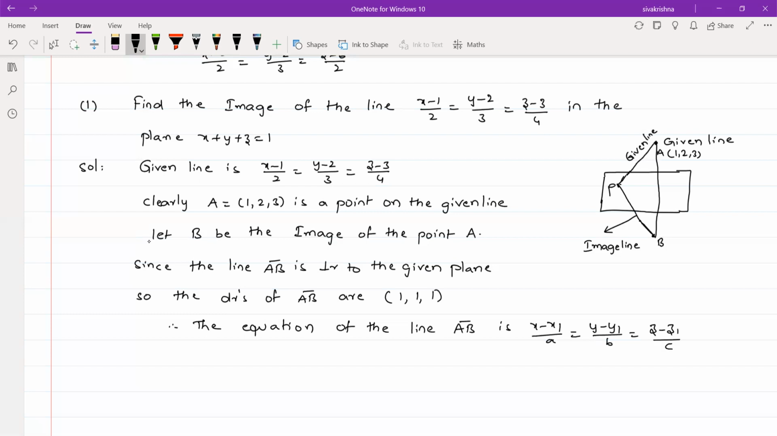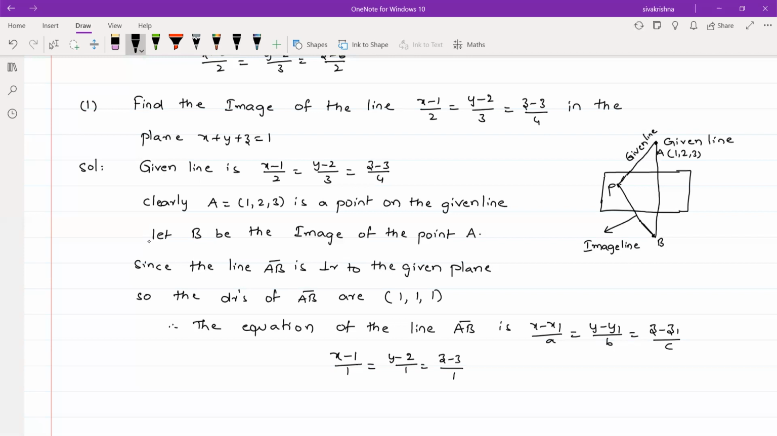So in order to find the image of the point A, first we have to find the equation of the line AB. Now I am substituting the values in this line equation. Here x1, y1, z1 is nothing but the point A. We have to treat the point A as x1, y1, z1. So (x minus 1) by 1, and A, B, C as 1, 1, 1, those are the DRs for this line. So (x minus 1) by 1 is equal to (y minus 2) by 1 is equal to (z minus 3) by 1. So this is the equation of the line AB.